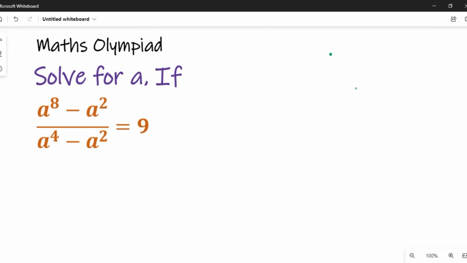Solve for a if (a^8 - a^2) / (a^4 - a^2) is equal to 9.